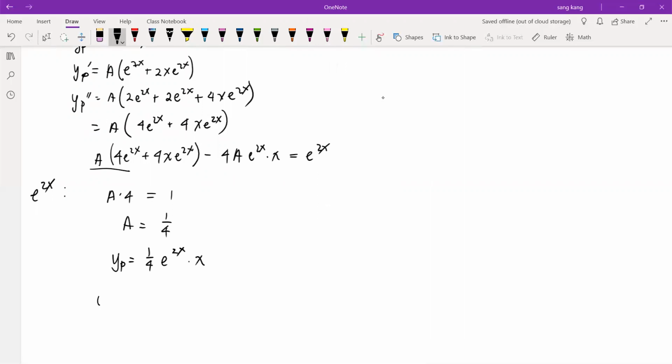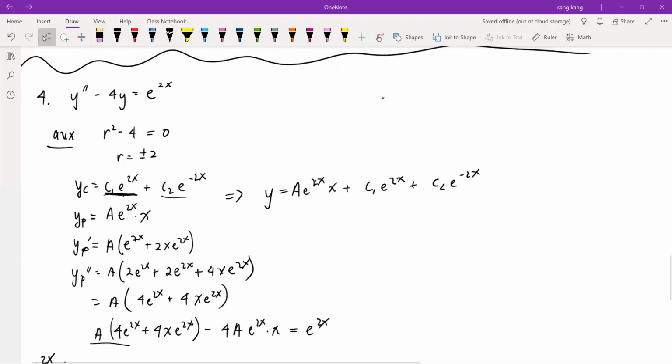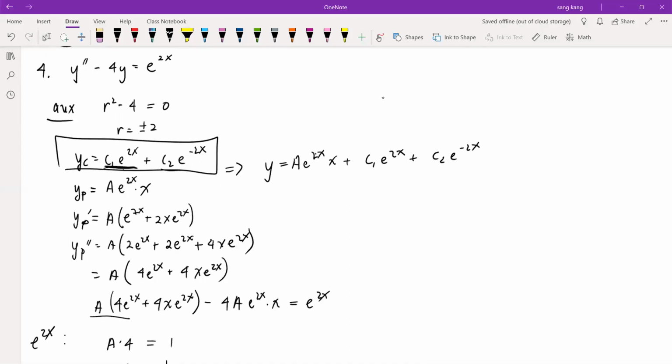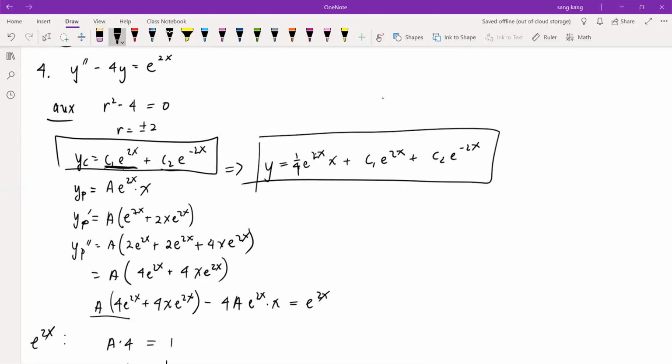So our y general will be y complementary plus y particular. And we found our complementary here, right? So this will be 1/4 x e to the 2x. There's our solution.